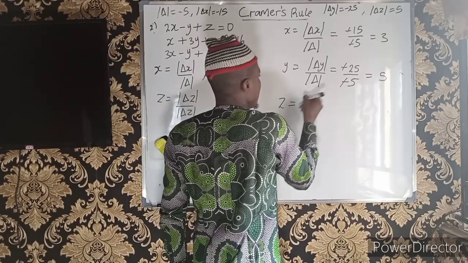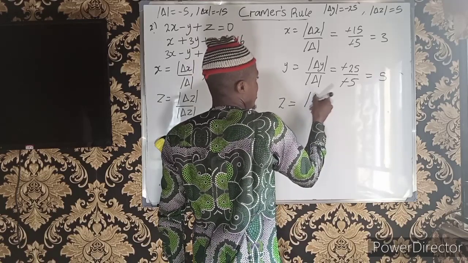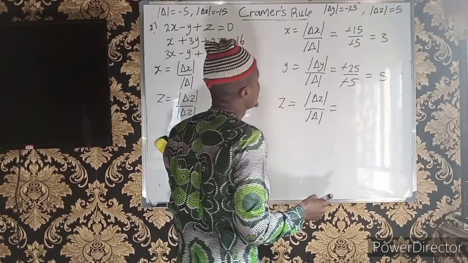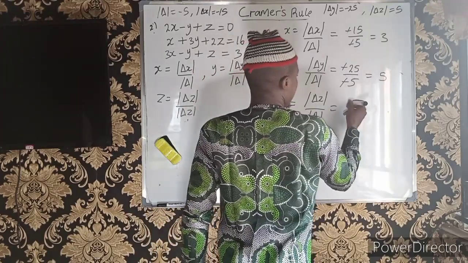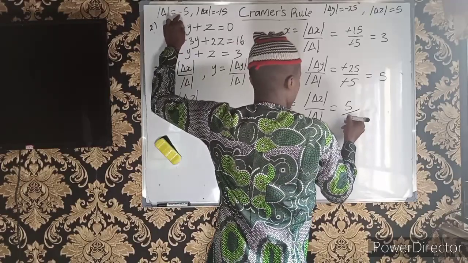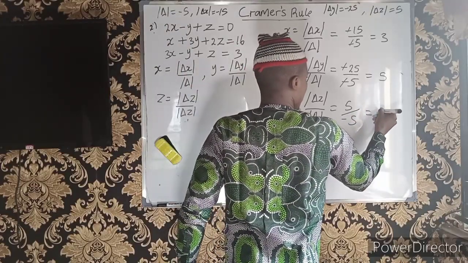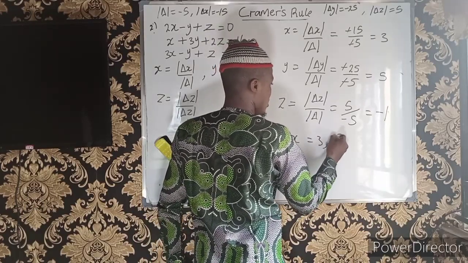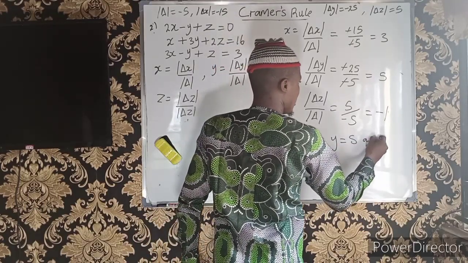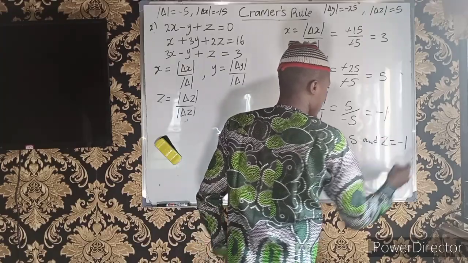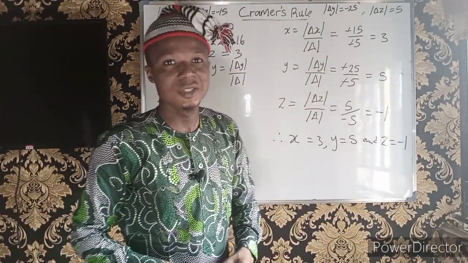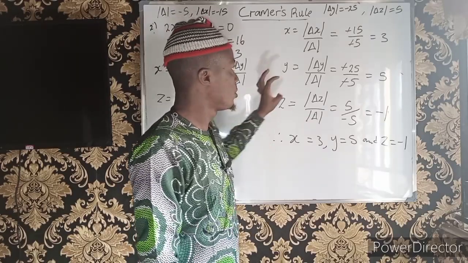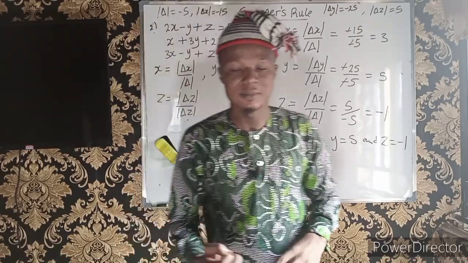For z, it is determinant of change in z over determinant of change. Now change in z gave us 5 over determinant of change, which is minus 5. If we divide, we are getting minus 1. Therefore, x is equal to 3, y is equal to 5, and z is equal to minus 1. So you see that it's not a very easy task to solve questions that involve 3 unknowns, but you've seen how I did it part by part.